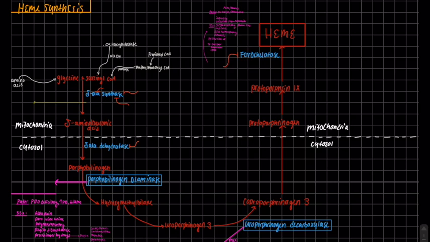Because when I think about the heme synthesis pathway, I drew a U shape. Well, why did I draw it in a U shape? I drew it in a U shape because it starts in the mitochondria, and it ends in the mitochondria, and in the middle it goes into the cytosol for a little while. Okay, and so that sort of helps me remember the starting point and the end point a little bit better.